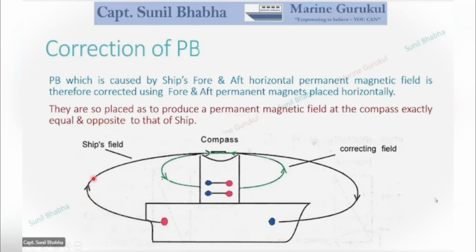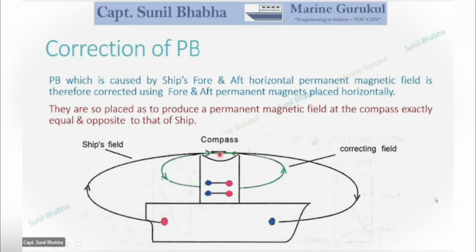You can follow the laser pointer. The laser pointer now is moving on the magnetic field generated by the permanent poles of the ship. You see the magnetic field lines come out of the red pole and they go back into the blue pole. That is how the magnetic field lines are acting at the compass location.